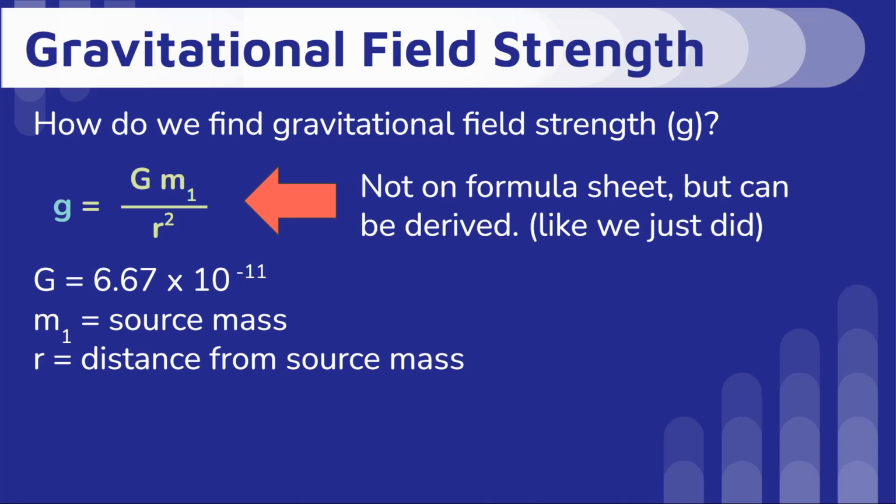That's fine too. Again, as a reminder, this big G is the constant from yesterday, which is 6.67 times 10 to the negative 11th. The mass that's up here is that source mass, and this R in the denominator is the distance from the source mass. So if you're using that formula, you do need to know what those variables represent. So again, that is an equation you can use for gravitational field strength.